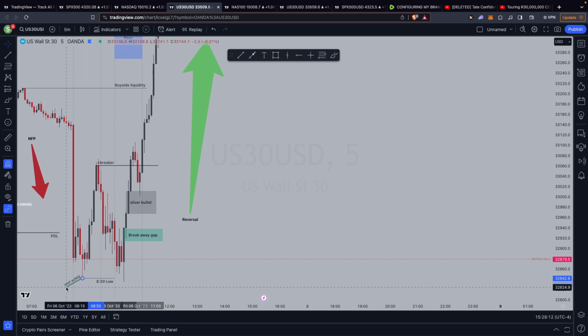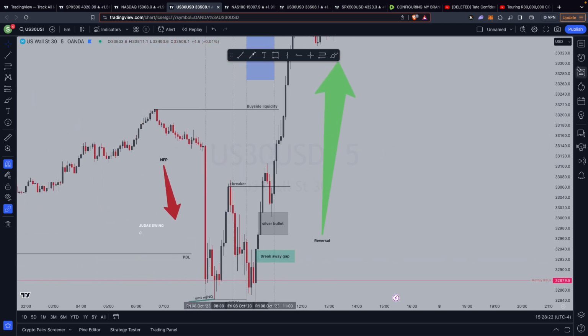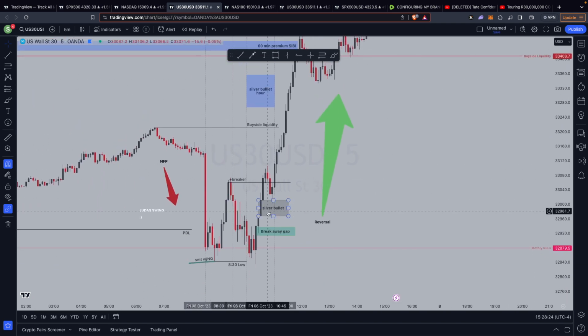Let me just take this out. It came back and took this 830 low during the silver bullet. Then this was a breakaway gap, of course. And then someone might ask, why did you take this fair value gap as a silver bullet and not this one and not that one?